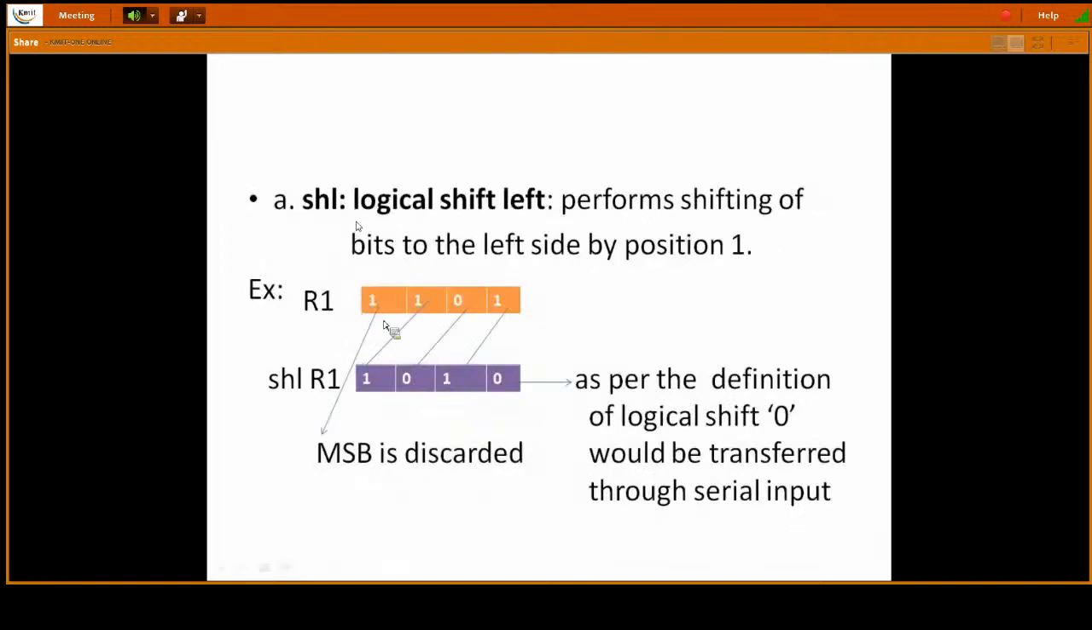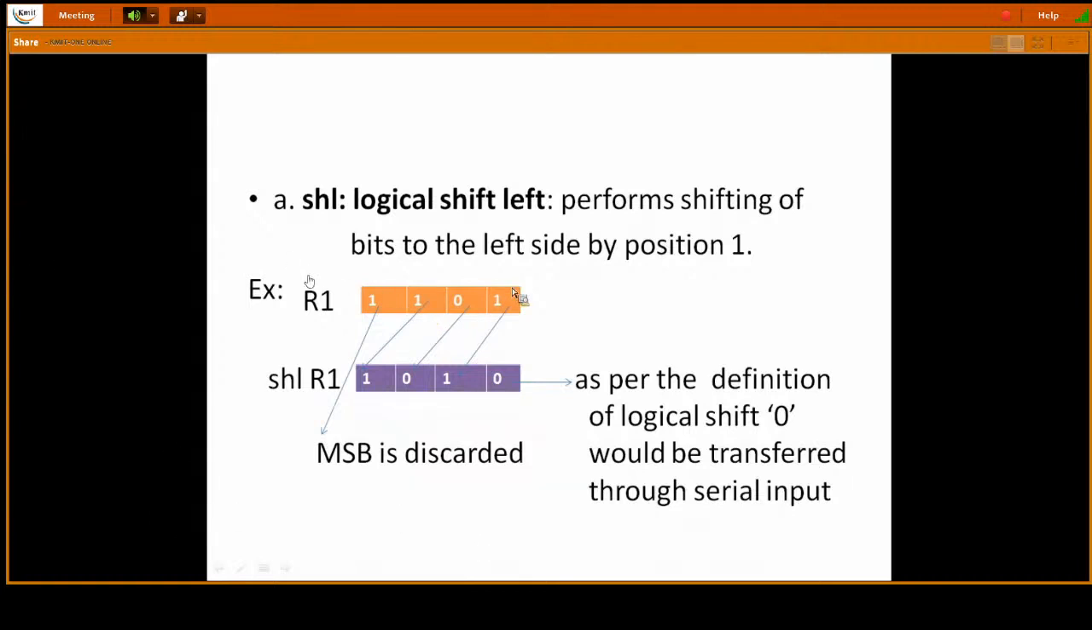Let us consider a register R1 which contains the data 1101. The register R1 is of size 4 bits and the range is from 0 to 3. The 0th bit contains 1, first bit contains 0, second bit contains 1 and the third bit contains 1.